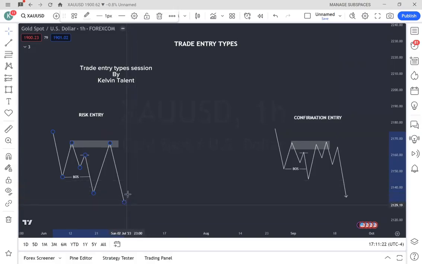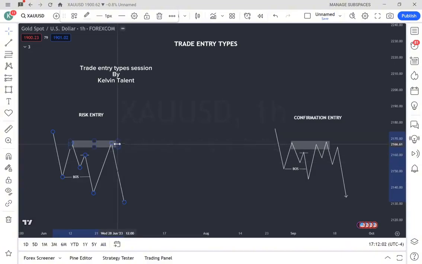Now, the good thing about this kind of entry type is that you will hardly miss trades. You will hardly miss entries, especially during news. Because if you check news, you find out that it reacts to mostly higher time frame demand and supply zones, and it barely gives room for confirmation. So this is the kind of entry type you might want to use if you're an aggressive trader. And if you're also too busy, you can't sit and be waiting for confirmations when price gets to your POI, you can also take this kind of entry type.